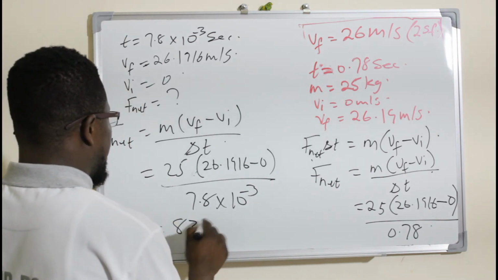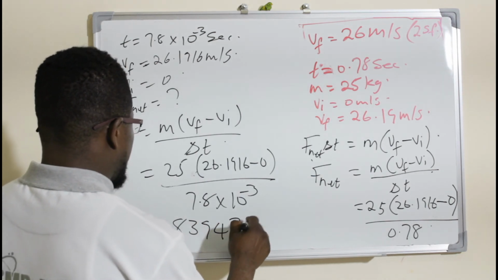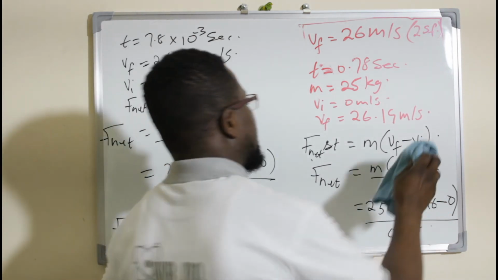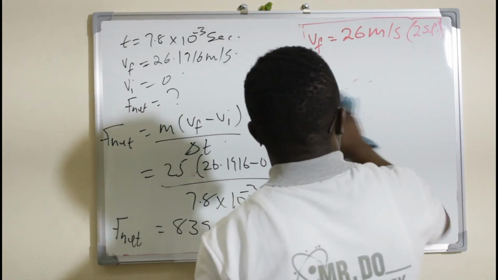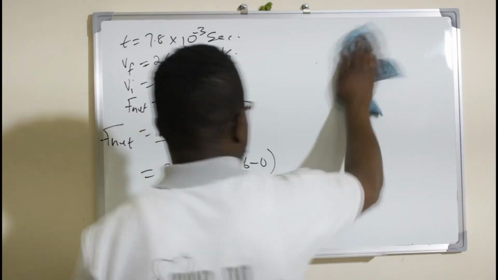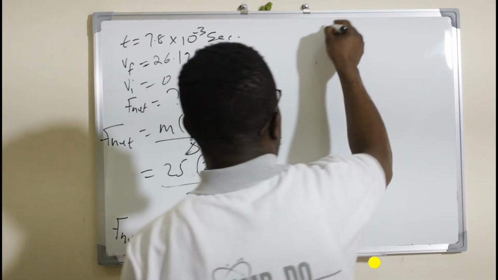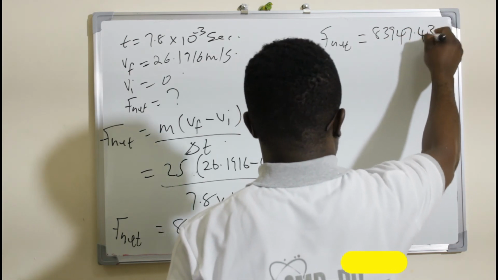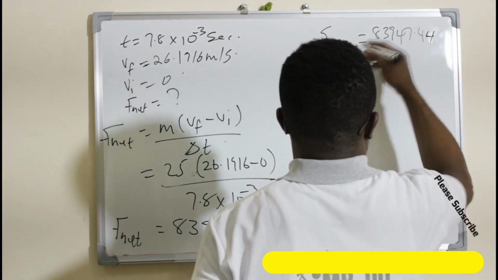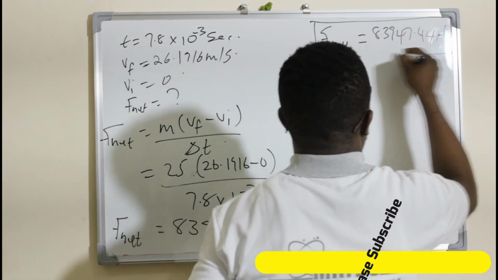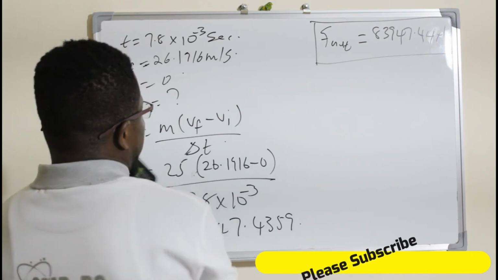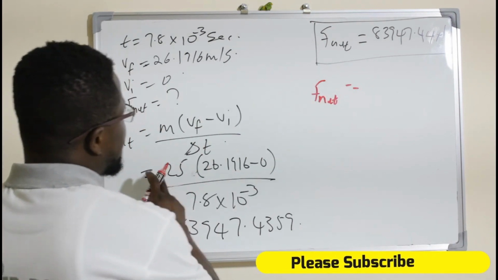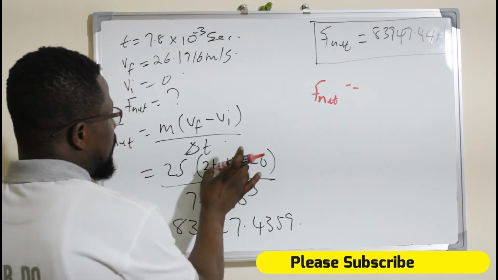We are getting 83947.4359. And we are going to leave our answer in the correct sig figs. So what is the correct sig figs here? I will leave it first in 2 decimals. So in 2 decimals, F net is going to be 44 newtons. That is in terms of what? 2 decimal places. If I am leaving it in the correct sig figs, then we can see that this is 2 sig figs, so my answer must be 2.